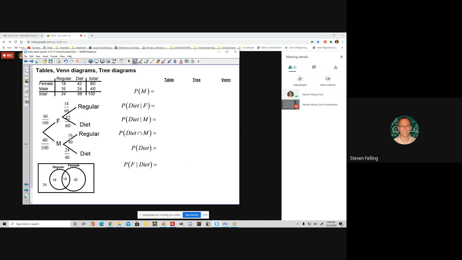For example, let's just take this one branch right here. Given that we're talking about males, what's the probability that they like regular? Within the 40 males, 16 out of 40. That's why this branch probability is labeled that way. So we've got counts here, we've got counts here, we've got branches labeled with probability here, but they're all the same data, just listed differently.